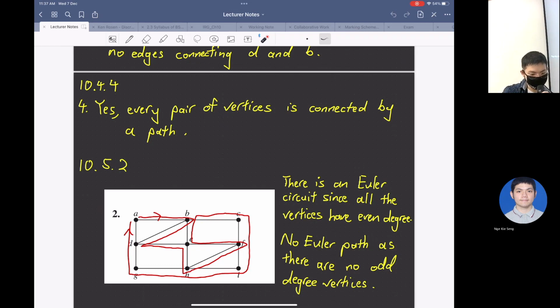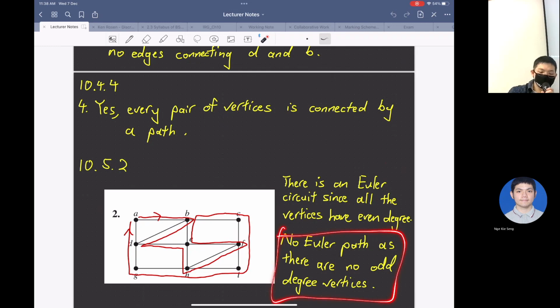10.5.2. Yeah, find an Euler circuit. So first of all, you need to determine whether a graph has an Euler circuit or not. What's the theorem? All vertices have to have even degree. So you need to count whether you got even degree or not. And then if you have an Euler circuit, try to construct one. Euler circuit is not unique, so there may be more than one.